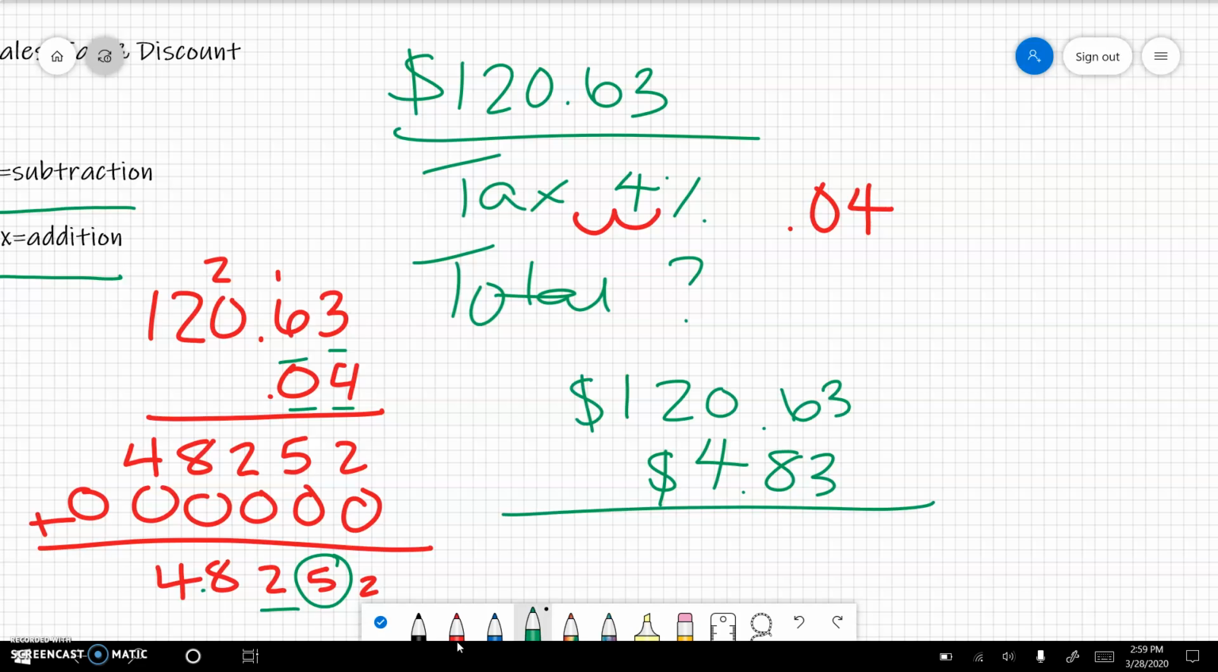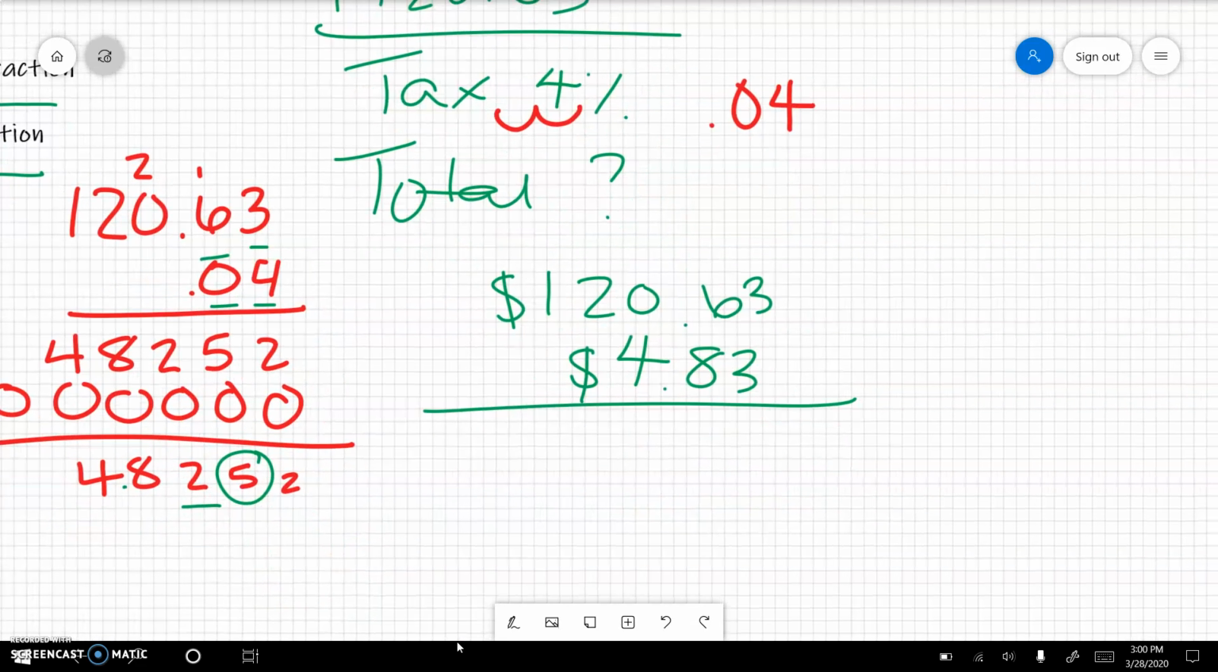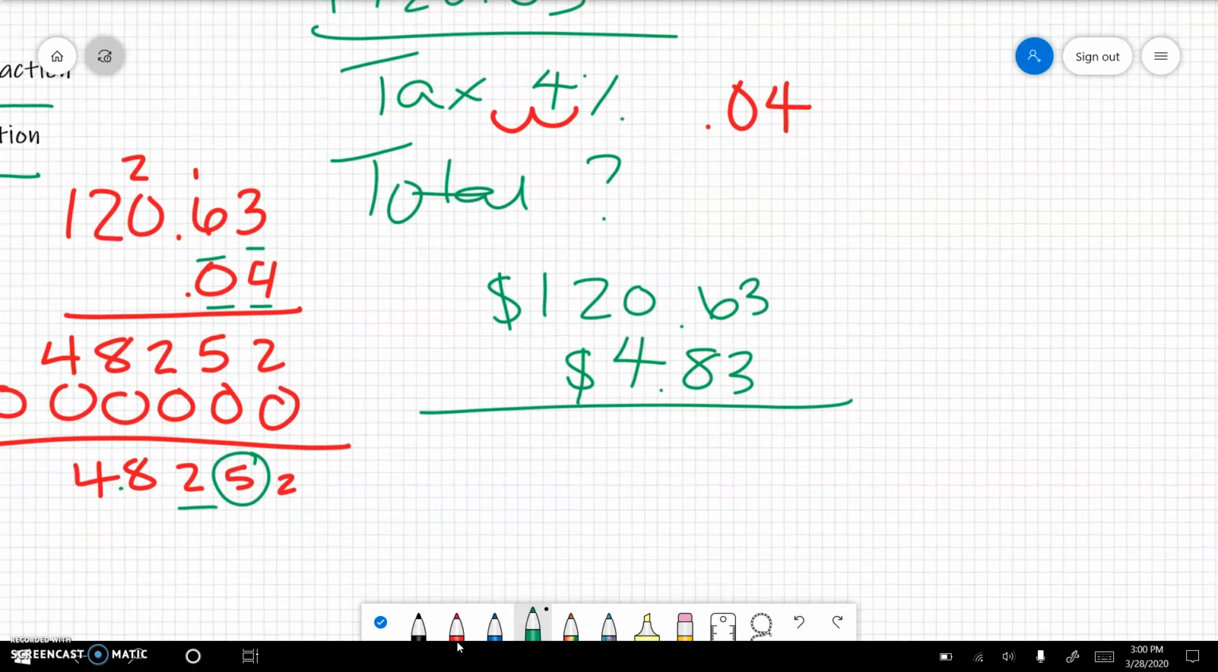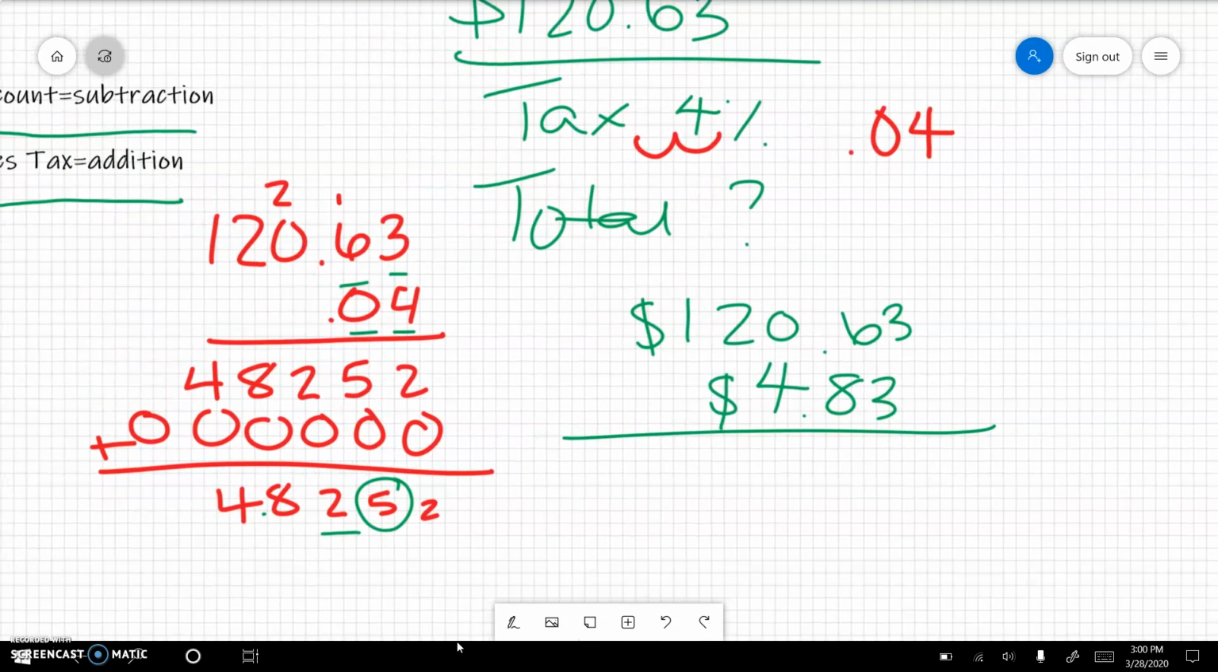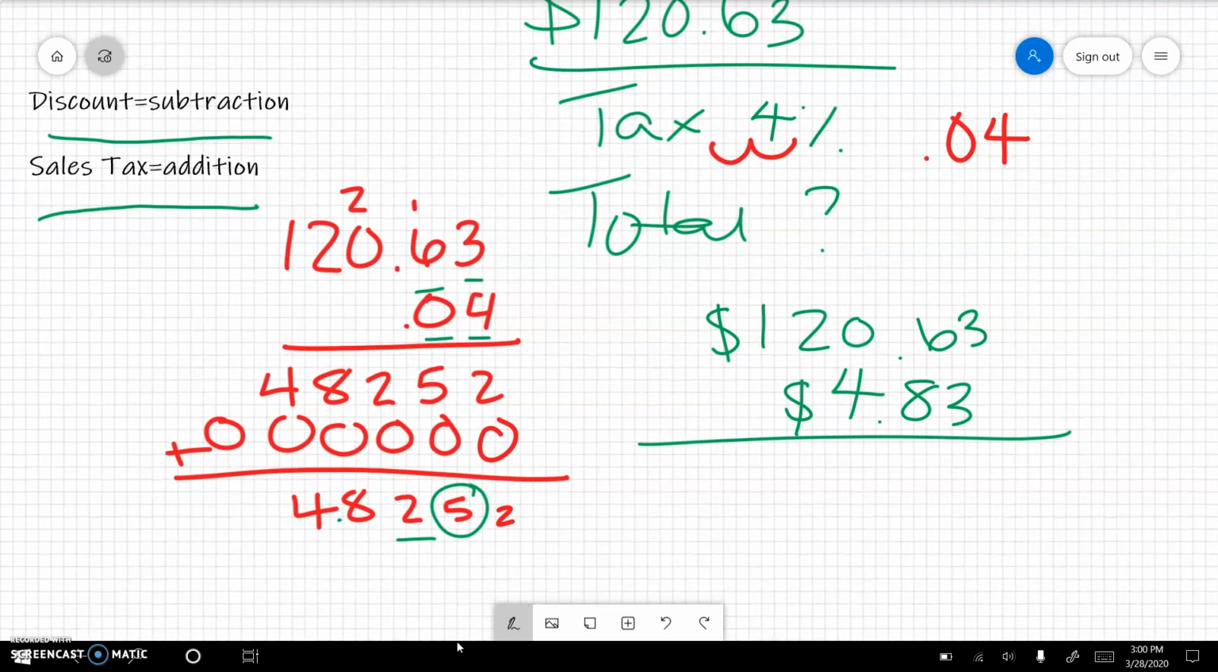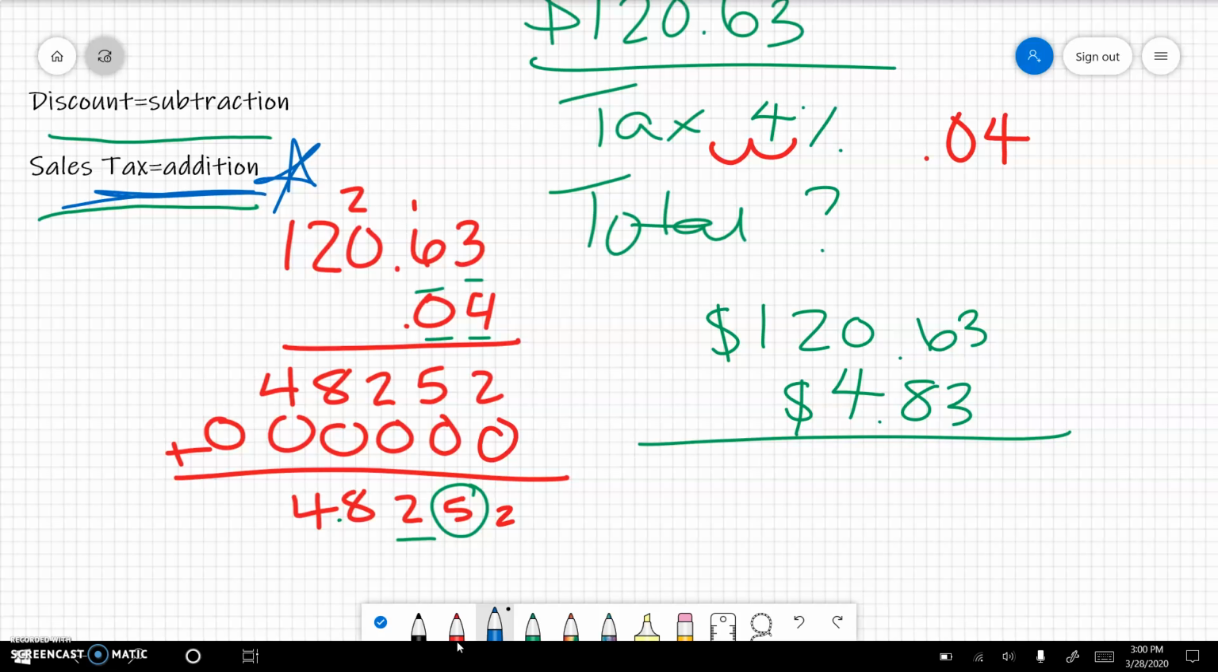Guys, the importance of lining up your decimals is crucial. If you don't do that, your answers will be wrong. So when you're adding and subtracting, you need to make sure that you are lining up your decimals. Now remember, this is a sales tax question. So if I look over at my little note here, I will be adding. So plus 3 plus 3 is 6. 6 plus 8 is 14. Bring down my decimal so I don't forget. 1 plus 0 plus 4 is 4.